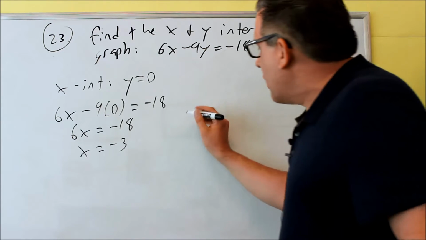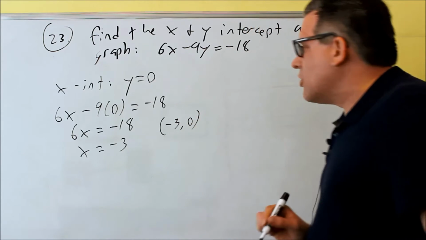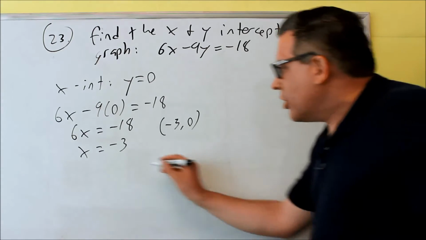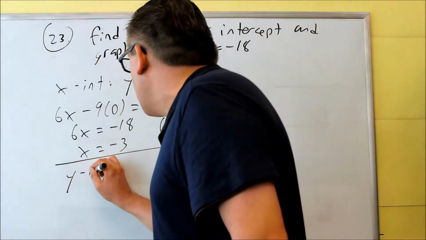Now, how that would be written as a coordinate is negative 3 for x, and you got a 0 for y. That would be the first point that would be plotted on the graph that we'll do here in a second. Okay, next, let's find the y-intercept.